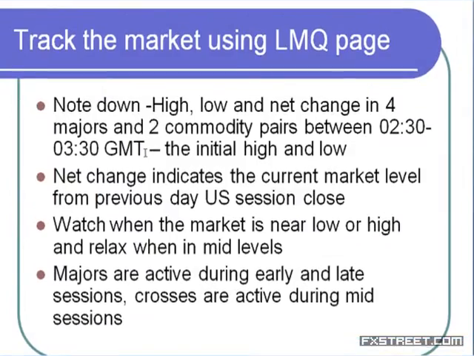So in the live market quote page, we note down the initial lows and the highs in 4 majors and 2 commodity pairs, and also note down the net changes. The net changes are the indication from the previous day close of the current market situation, whether it is positive or negative, from the previous day US session close.